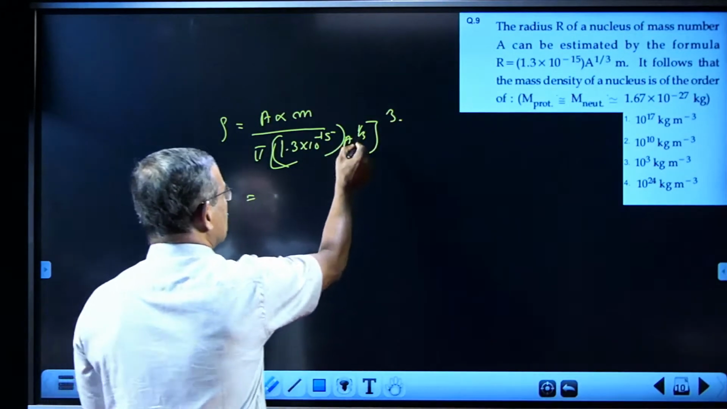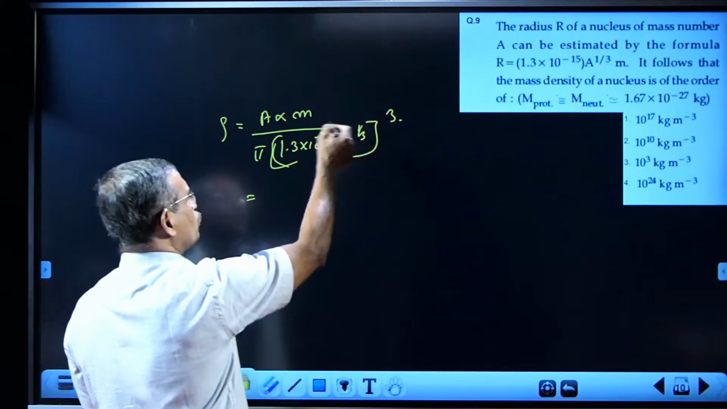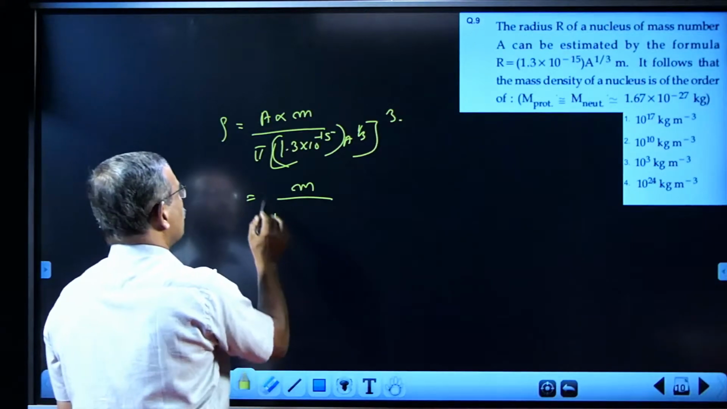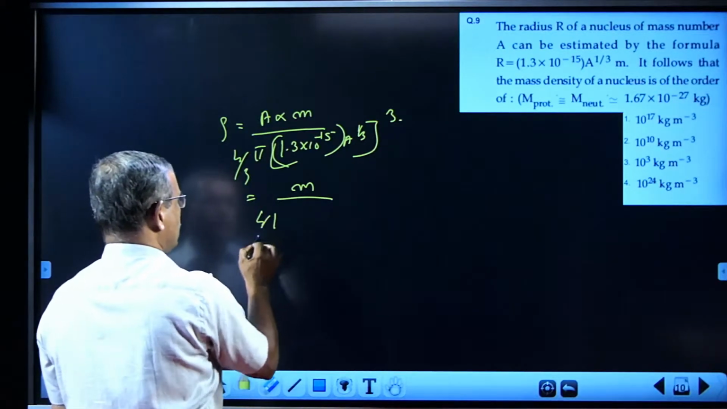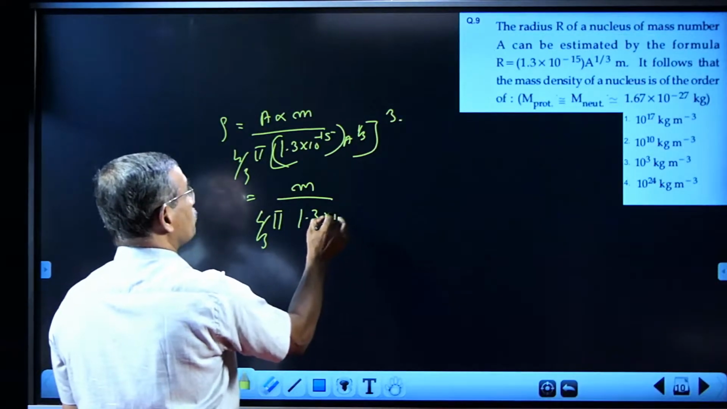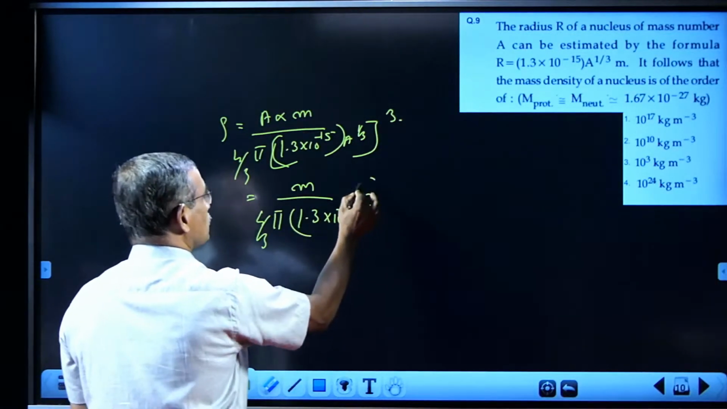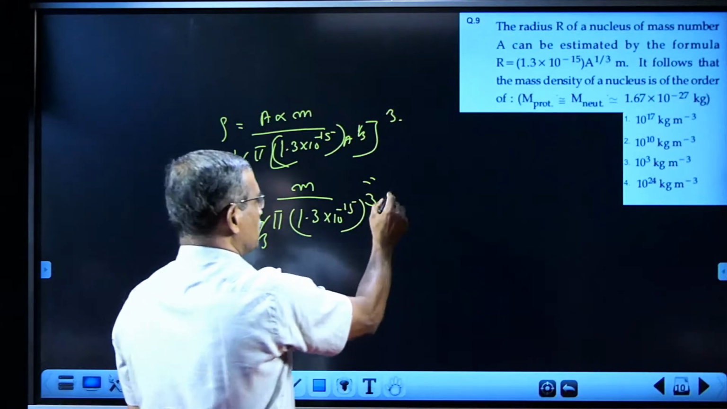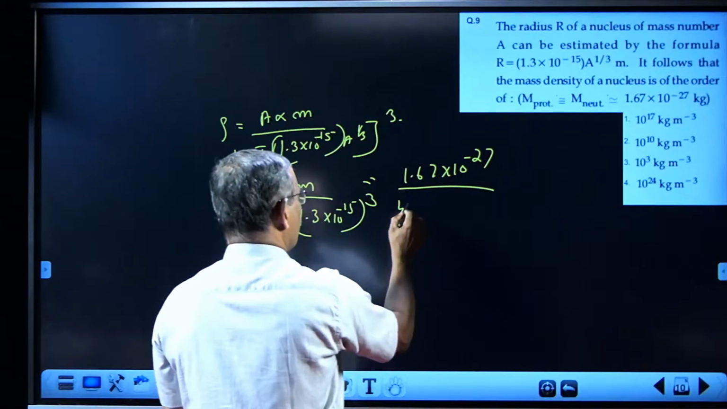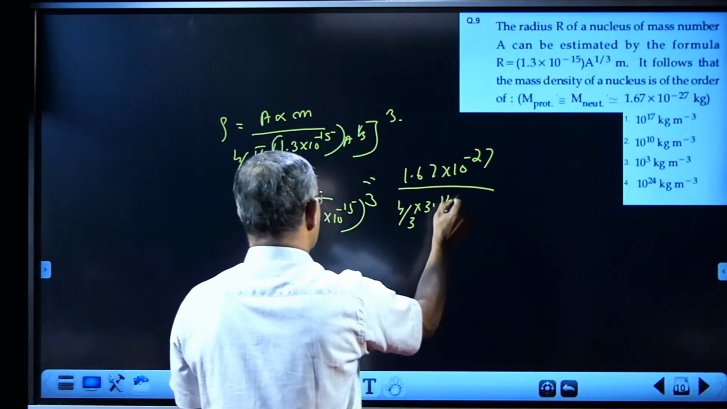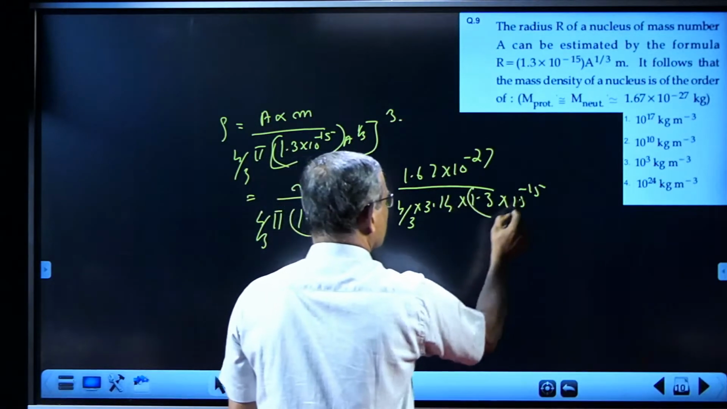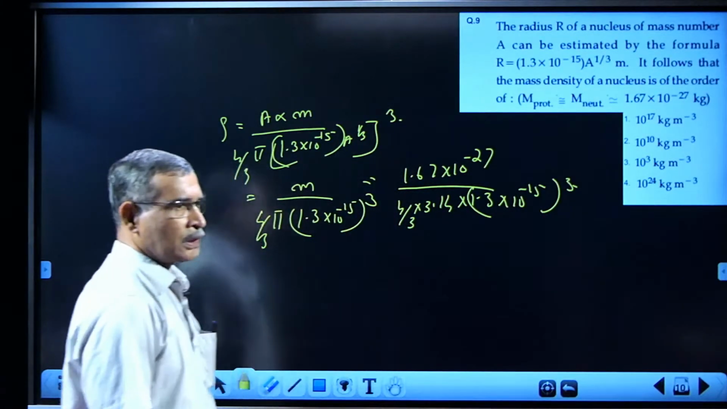On simplification, A raised to 1 by 3 whole cube gives A, and that will cancel out. So what remains is m by 4 by 3 pi r cube, with r as 1.3 into 10 raised to minus 15, whole cube. Here m is 1.67 into 10 raised to minus 27, divided by 4 by 3 into 3.14 into (1.3 into 10 raised to minus 15) cubed. This is a standard value.